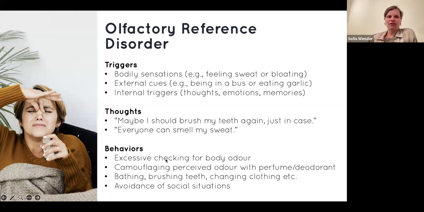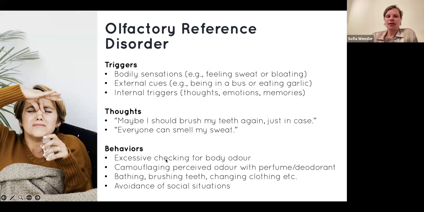It can be triggered by a lot of different things like bodily sensations. For example, when you feel like you're sweating or you feel like you're bloated. External cues such as being in a bus or eating garlic, as well as internal triggers. So memories, thoughts, emotions, everything that comes up. And then thoughts come up such as, what if I'm smelly? What if I'm giving off a foul odor? Everyone can probably smell my sweat, or maybe I just should brush my teeth again just in case. Maybe there is some garlic smell left or whatever.